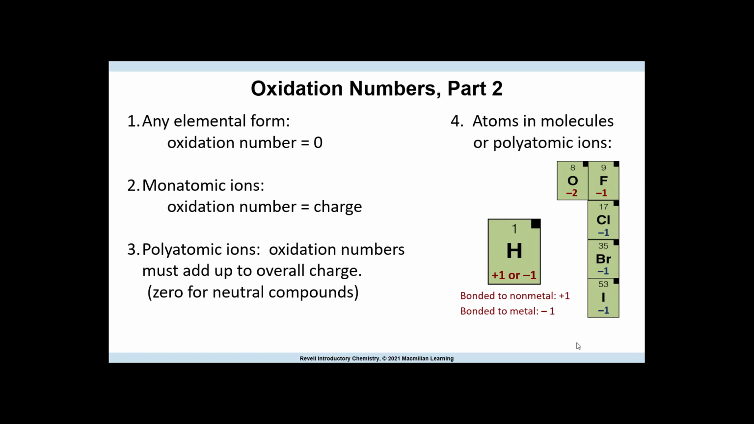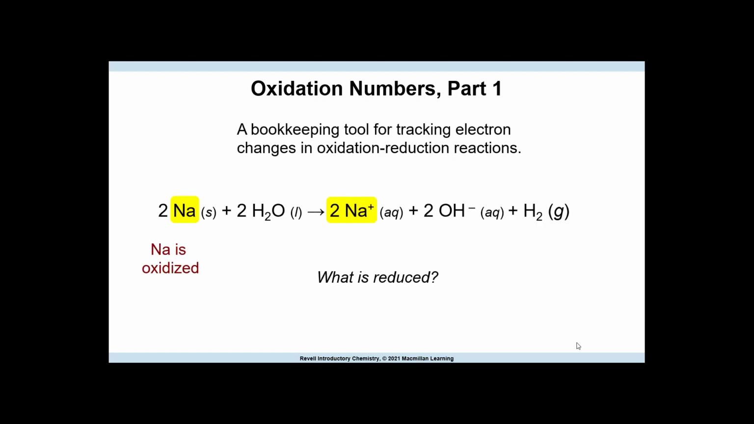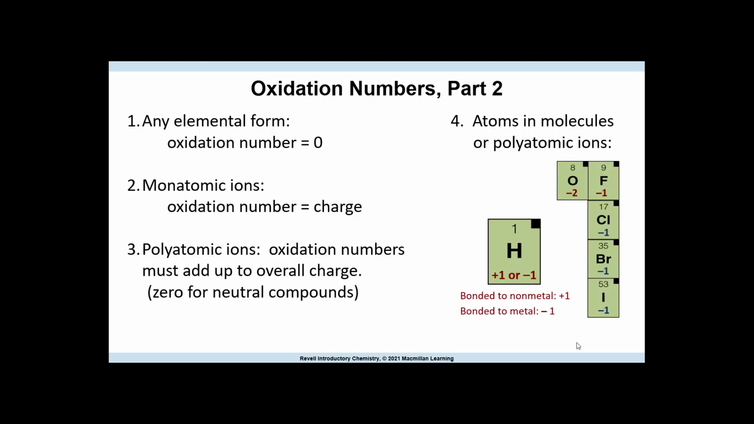Polyatomic ions: the oxidation numbers of the atoms must add up to the overall charge of the ion. So for neutral compounds, the oxidation numbers must add up to 0. What do I mean? If we look at water, we're going to break this down. The oxidation states for those must equal, when added together, a 0, because water is a neutral compound. But when we look at hydroxide, that's a polyatomic ion. So the oxidation states of that must equal -1, because it's got a -1 charge on the polyatomic ion. That's what that means.